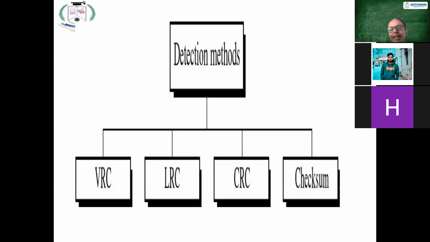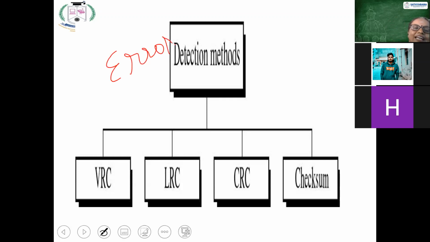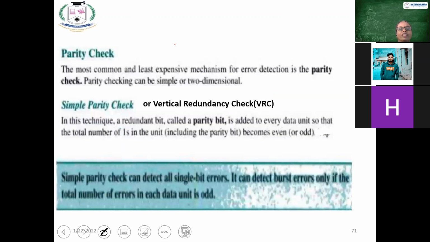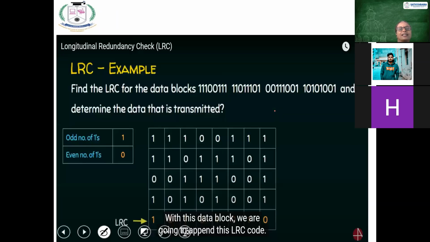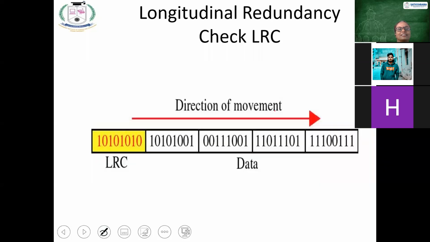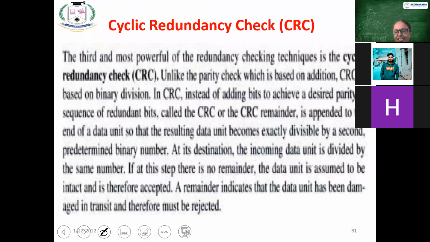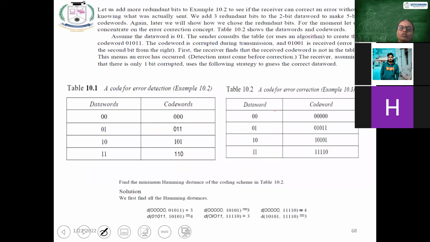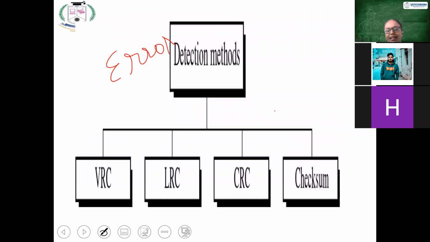Please kindly take down this method. Please kindly take down the error detection methods. It's one of the important parts of the question: kindly explain error detection methods in detail. VRC, LRC, CRC, checksum. VRC, vertical redundancy check. LRC, longitudinal redundancy check. CRC, cyclic redundancy check, and the checksum method.